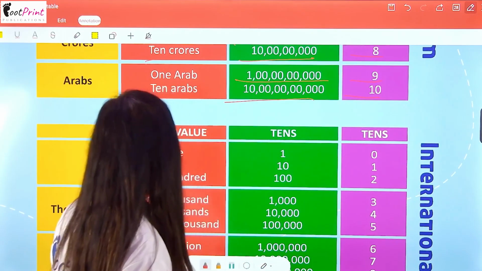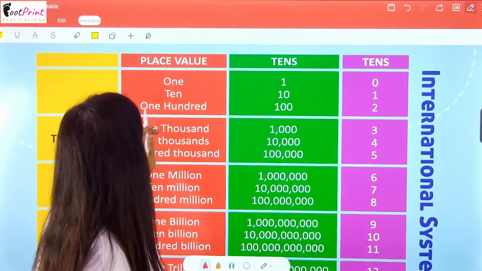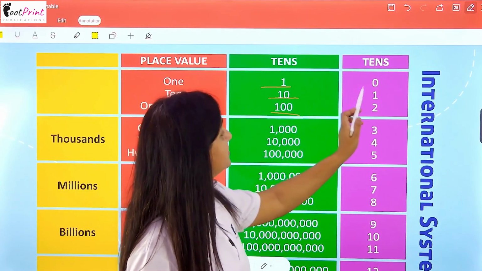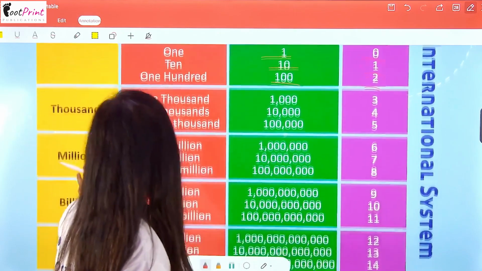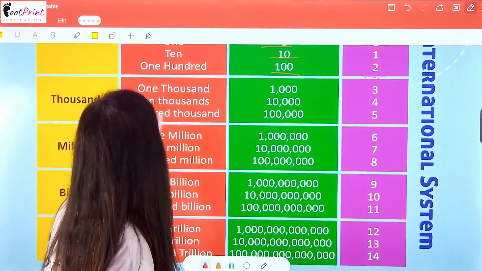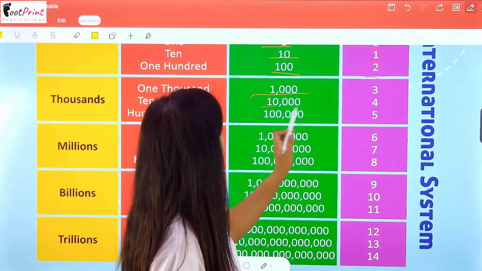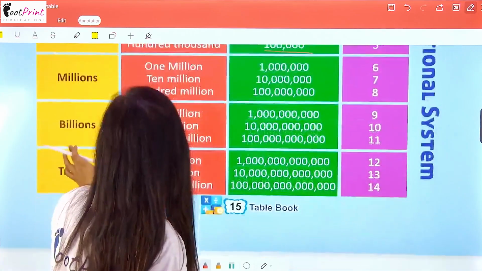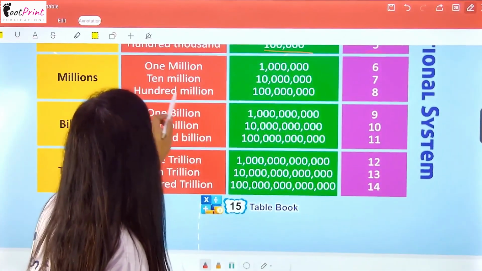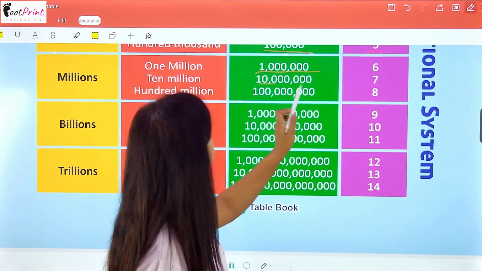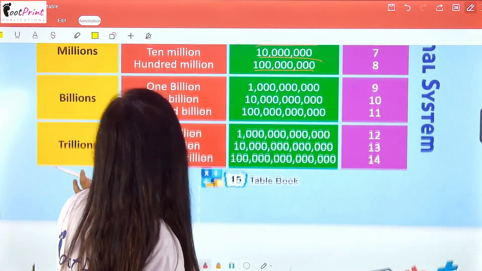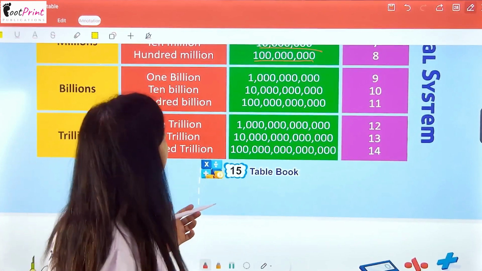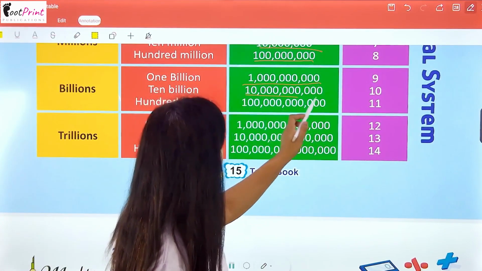Now we have the place value of 1, 10, 100, with 0, 1, 2 tens. Here we have 1000, 10,000, 100,000, with 3, 4 and 5 tens. Here we have millions: 1 million, 10 million, 100 millions. Now 1 billion, 10 billion, 100 billions. And in numbers we will write it like this.